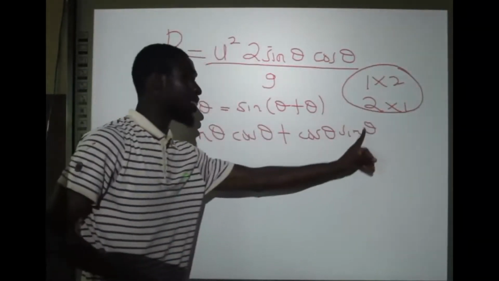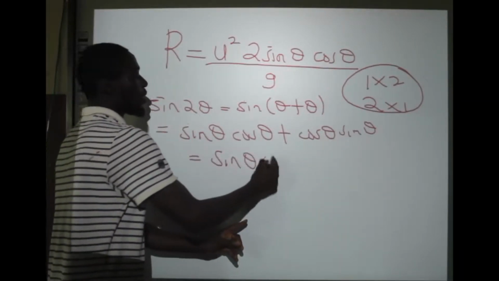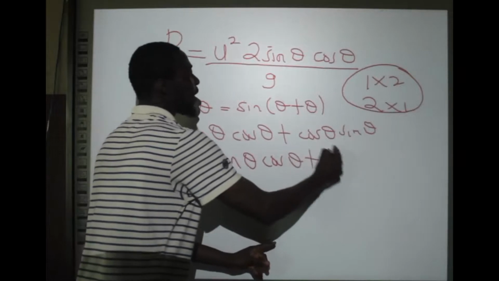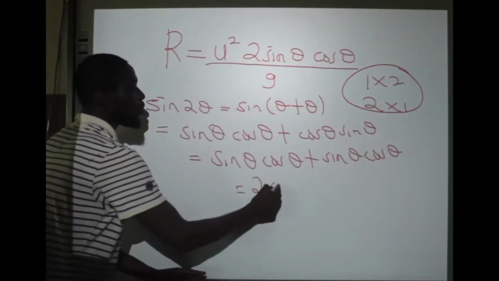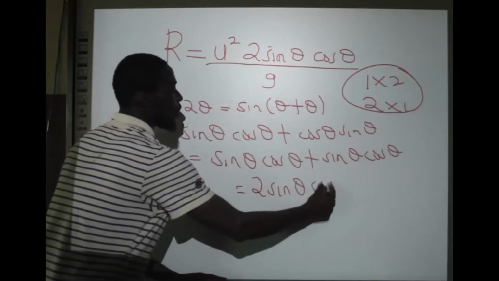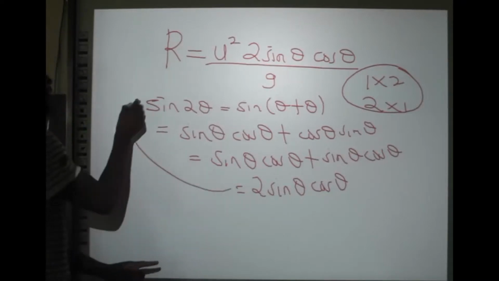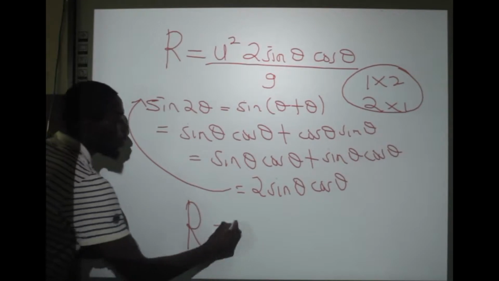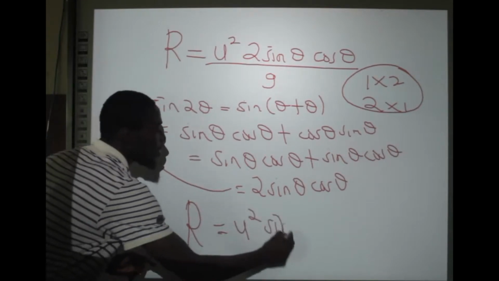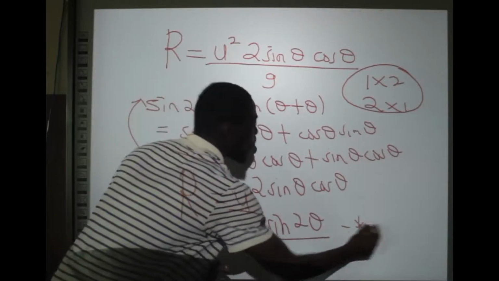So that means you can bring this sin to the front, which will eventually give us sin theta cos theta plus sin theta cos theta. So that eventually gives us 2 sin theta cos theta. So our 2 sin theta cos theta is given as sin 2 theta. So that means our range R will now give us u squared sin 2 theta all over g. So that's the expression for the range.